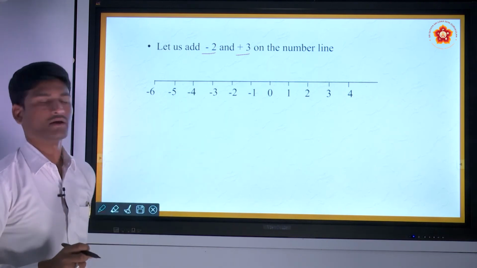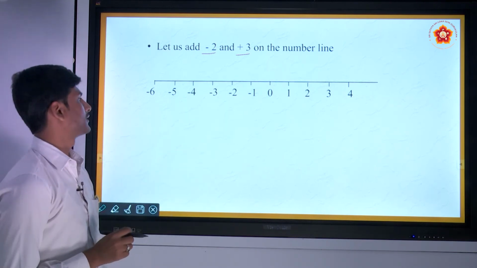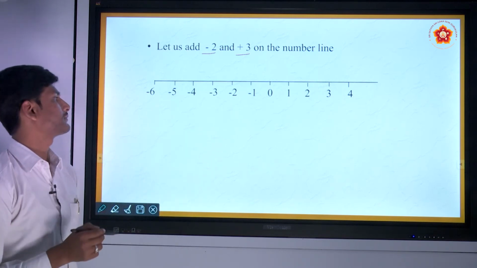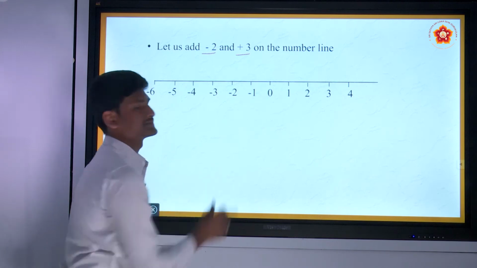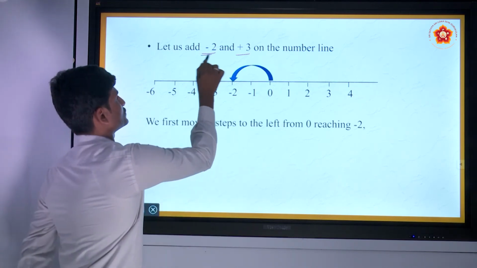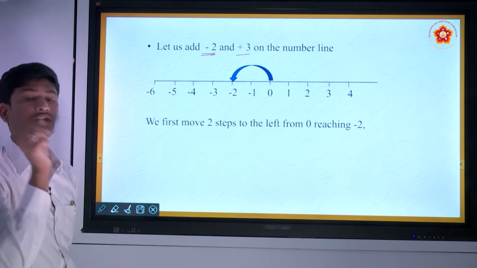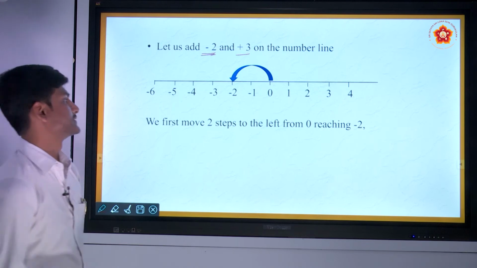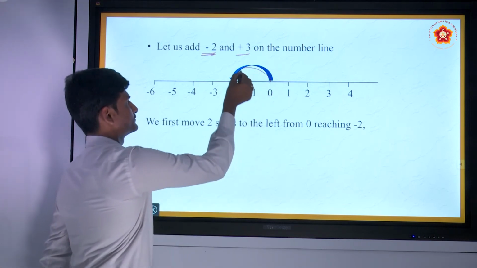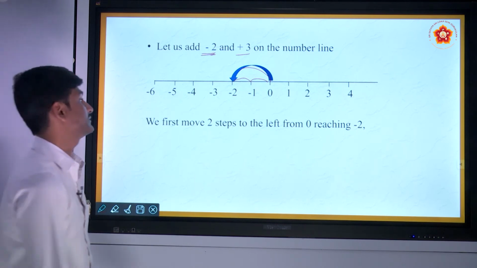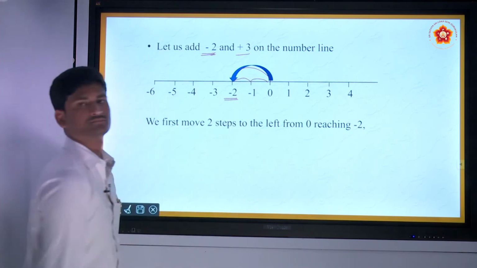First we draw a number line and then mark the integers on the number line with the same distance. Here we first move minus 2. Minus 2 is a negative integer. 2 steps to the left from the 0, right? 2 steps, 1, 2, then reaching minus 2, right?